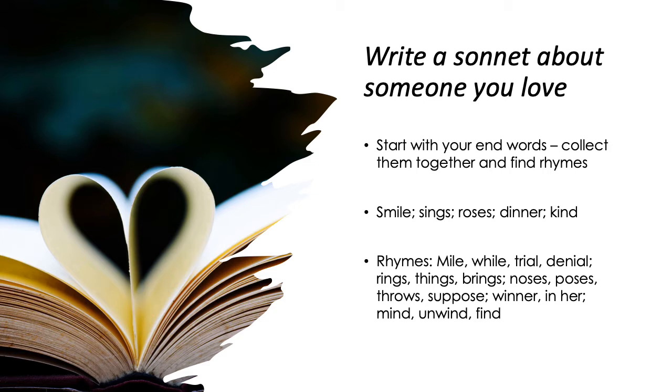Now a really good way of writing anything that rhymes is to start with those end words. So start with the words that you're going to have at the end of your lines, because then you can just build your poem around it. So collect some words together that relate to this person or thing that you love. So I've decided to write about my mum. So here on the second bullet point are some words that I think of when I think of my mum. So I've got smile, sings, roses, dinner, and kind. So these are the words I think about when I think about my mum.